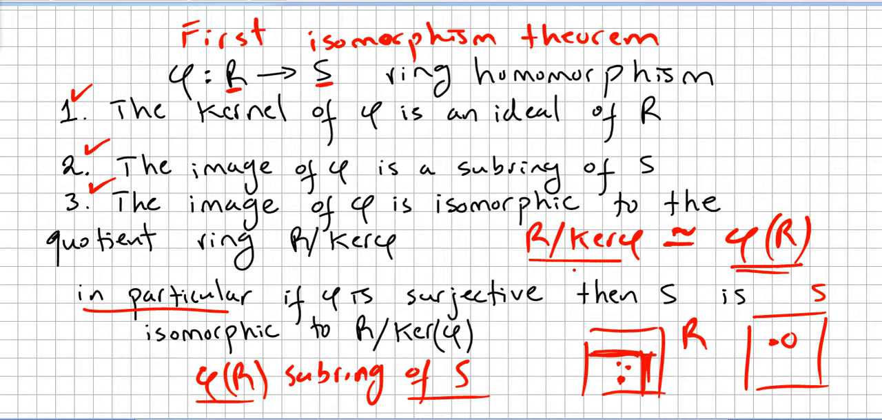Now, if your homomorphism phi is surjective, onto, then S, so if phi is surjective, the image will be all of S, or will have the same structure as S. So then S is isomorphic to the quotient ring. Okay, I hope you clearly see the difference here.